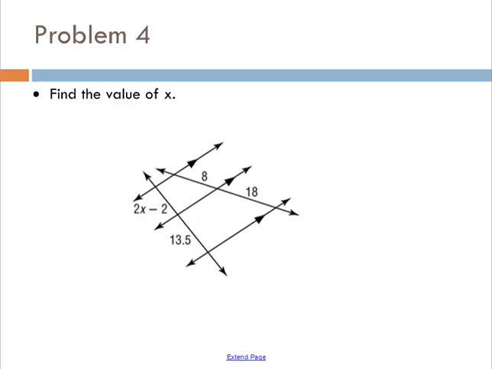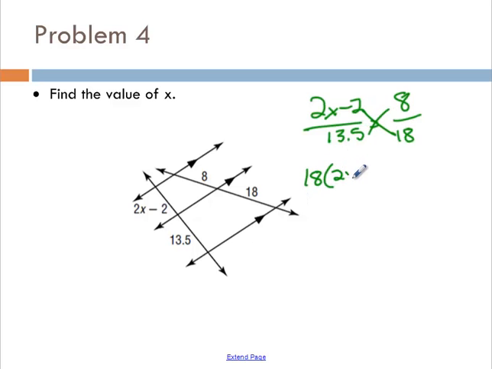This is the side splitter theorem corollary, that three parallel lines follows the same rule as midsegment. So 2x minus 2 over 13.5 is equal to 8 over 18. We're going to cross multiply 18 times 2x minus 2, and 8 times 13.5 is 108.